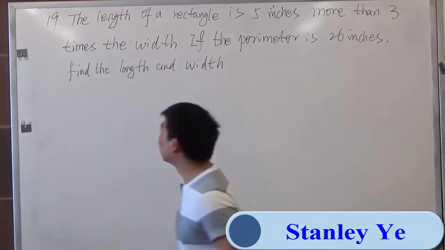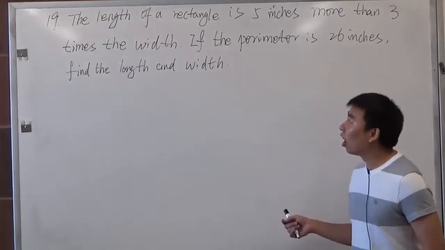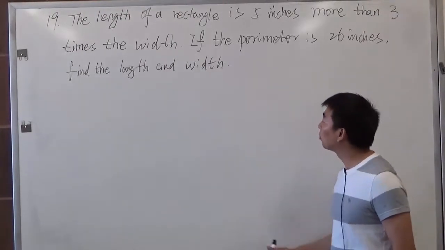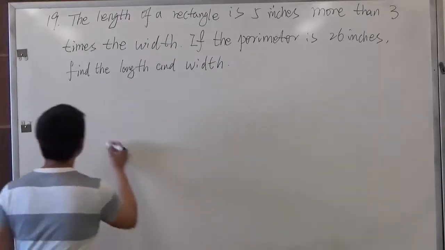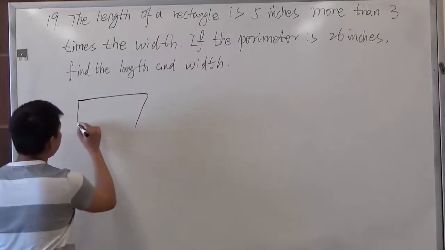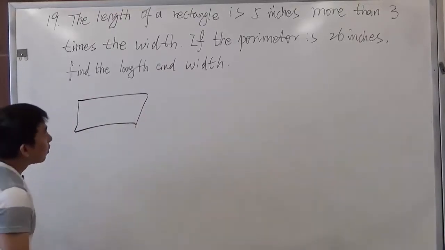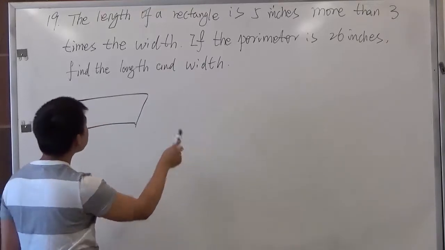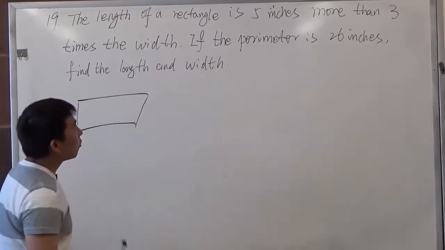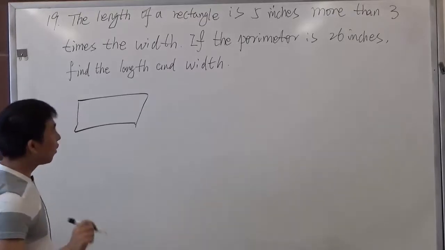It's a word problem. It's how to solve the equation basically. We have the length of the rectangle, right? We all know how to draw a rectangle. The length of the rectangle is 5 inches more than 3 times the width. And if the perimeter is 26 inches, find the length and the width.